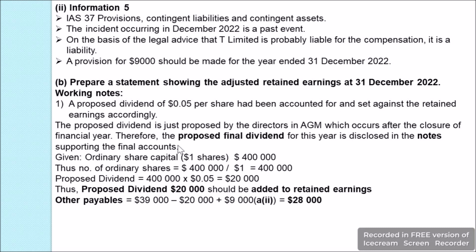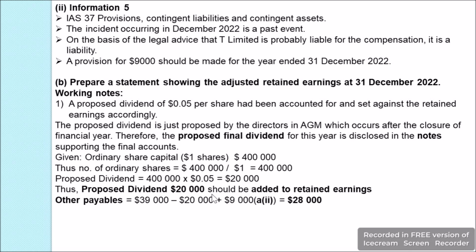For this, first we will find the amount of proposed dividend. For this, first we have to find the number of shares because this is the dividend paid per share, that is 5 cents per share. For this, we will take the ordinary share capital, which is given as $400,000, and each share has a face value of $1. So the number of ordinary shares will be 400,000 divided by $1, which is 400,000 ordinary shares which have been issued. We multiply this with the dividend per share, that is 400,000 times 5 cents. We get the proposed dividend as $20,000.